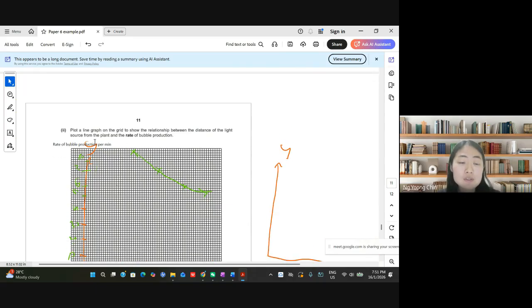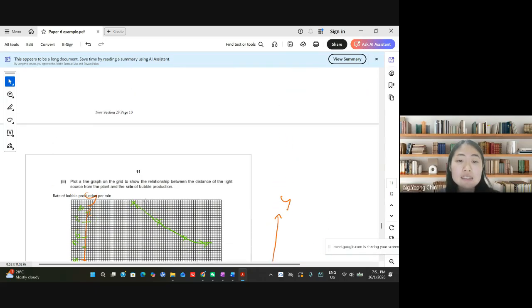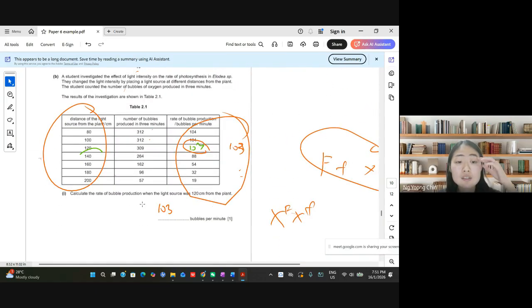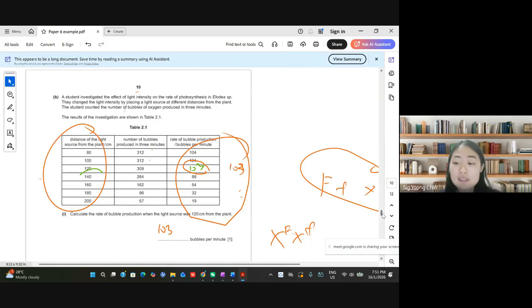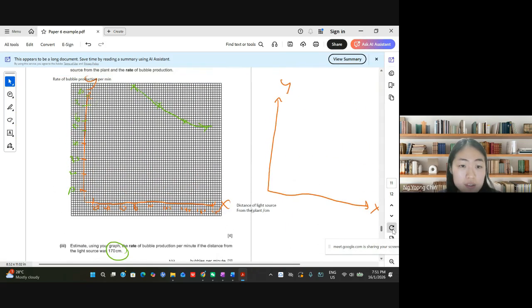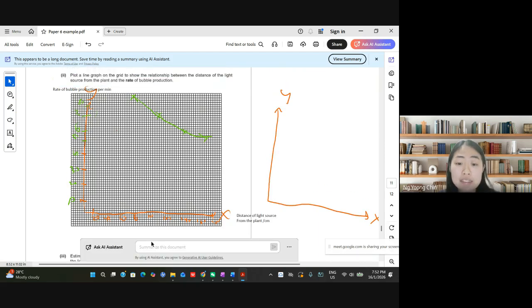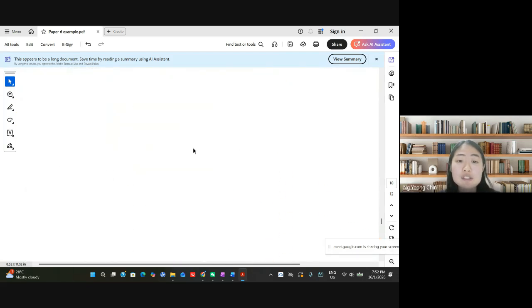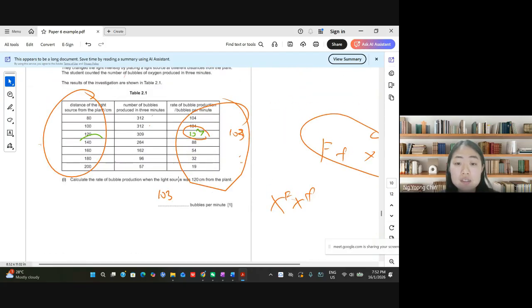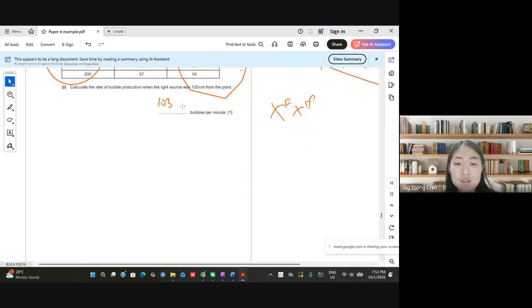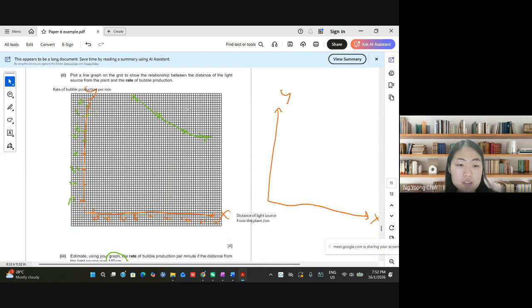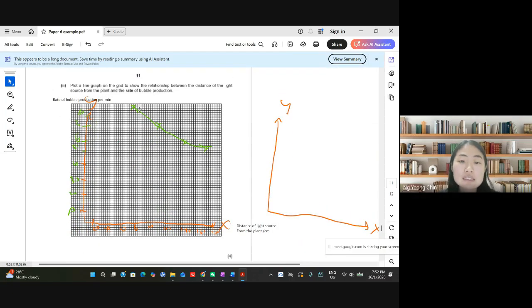And then what you need to do is plot a line graph. What's meant by line graph? Line graph refers to using a line to connect the dots together. So this is the result. They start from 80 until 200, using the figures here. So this is the line graph that you get.